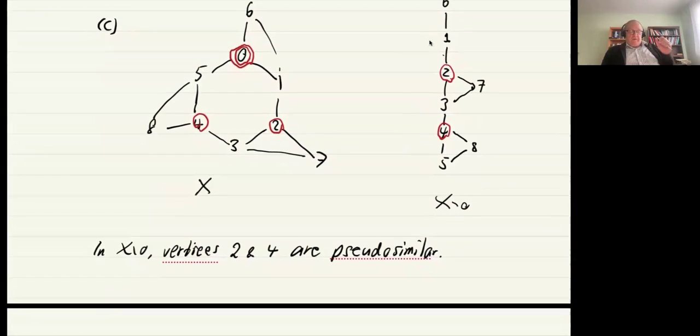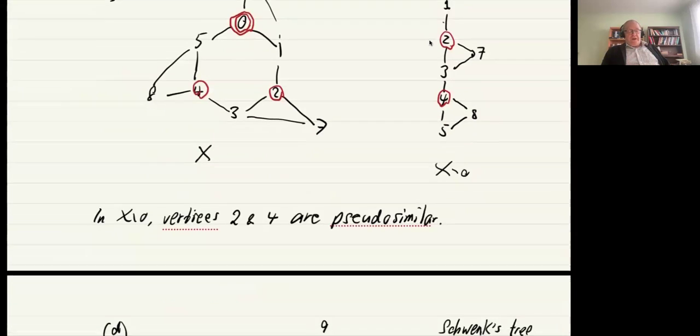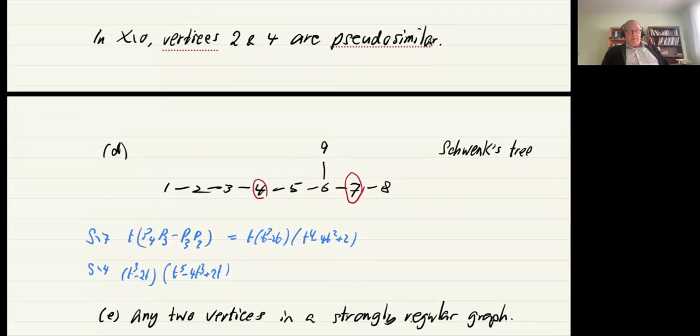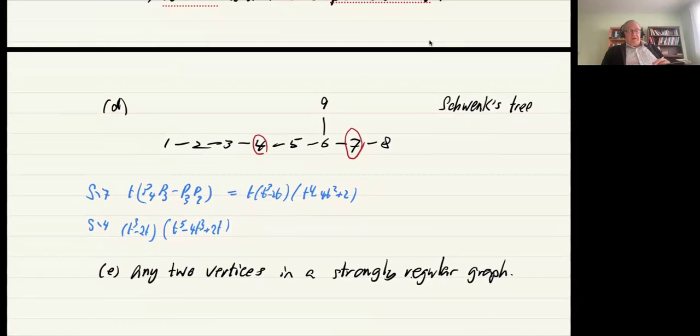Okay, so pseudo-similar vertices give you cospectral vertices, and so this is one fairly convincing way of getting some vertices which are cospectral but not similar. Of course, it's easy enough to run Sage and throw out examples. The next example is a tree, and I'll say more about this in a moment.